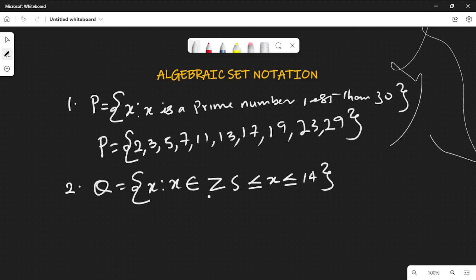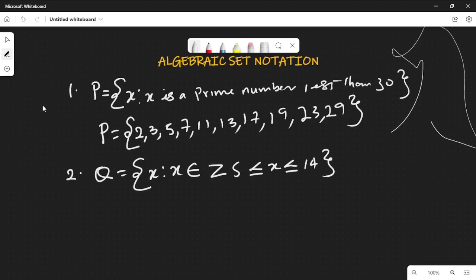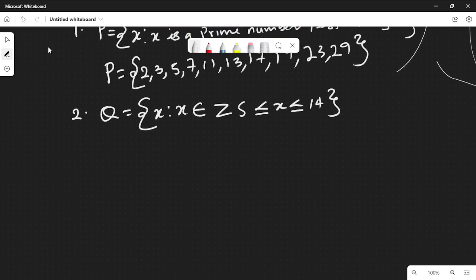And this Z, anywhere you see this Z, it represents integers. Are you getting it now? Z represents integers. And they can use I at times. If they don't use Z, they can use I. So just note that whenever you see it, it means an integer. So how can we interpret this question? It's very simple. Just write down: Q is a set of X such that X belongs to the set of integers between 5 and 14 inclusive.